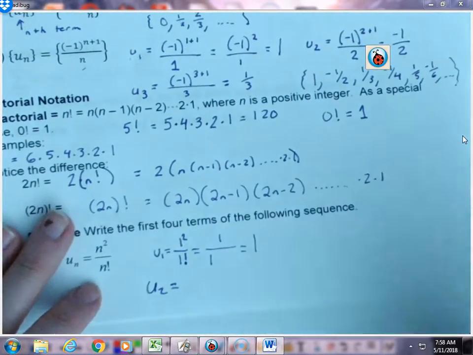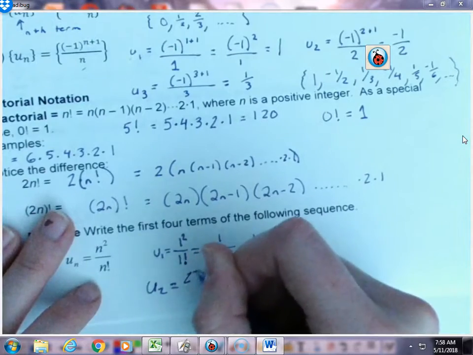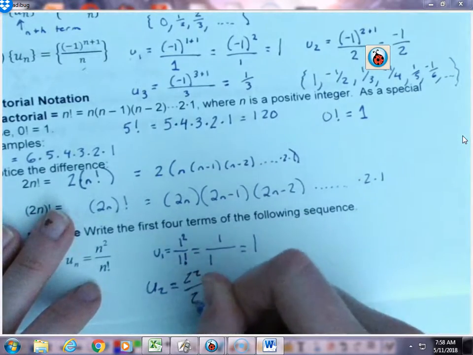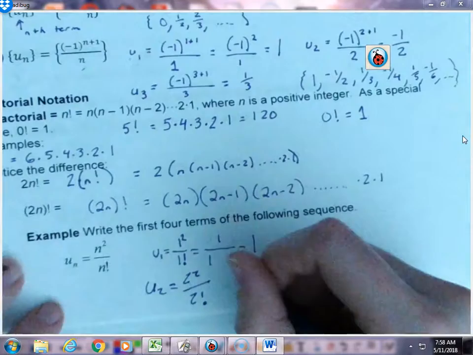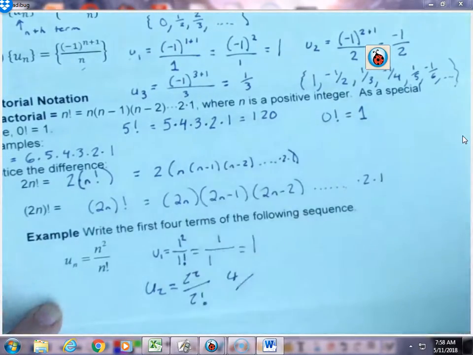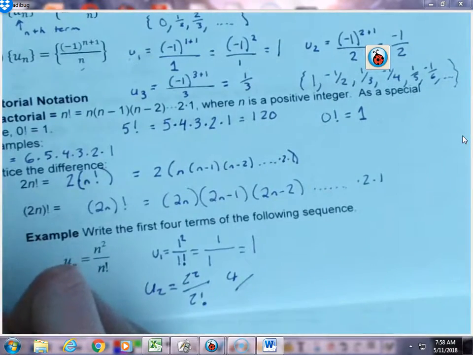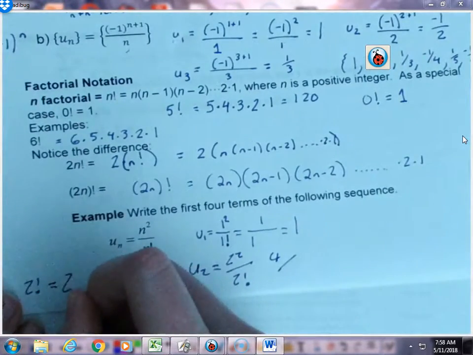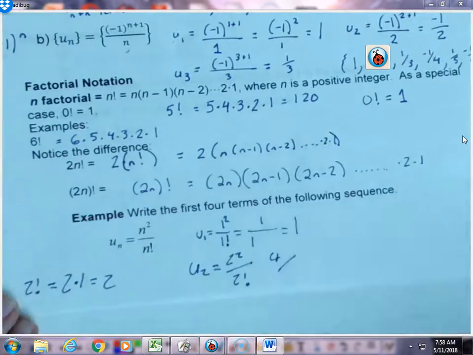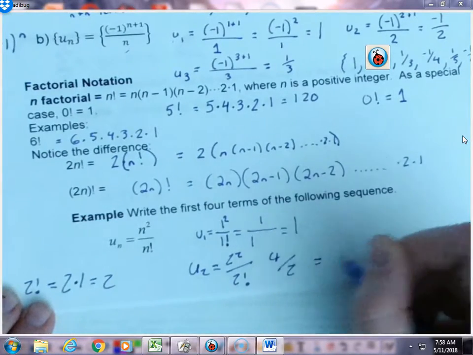So the second term, you would have 2 squared over 2 factorial. So 2 squared is 4, and 2 factorial would just be 2 times 1, so that would be 2. So it would be 4 over 2, which equals 2.